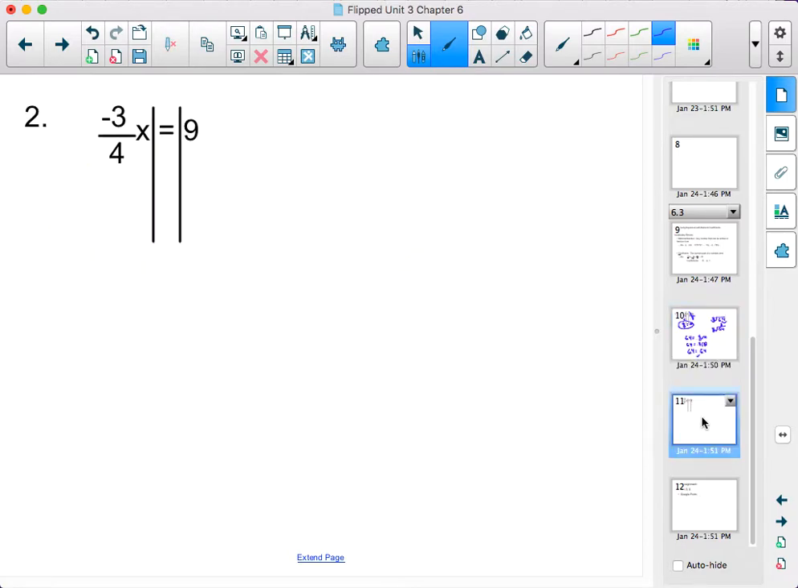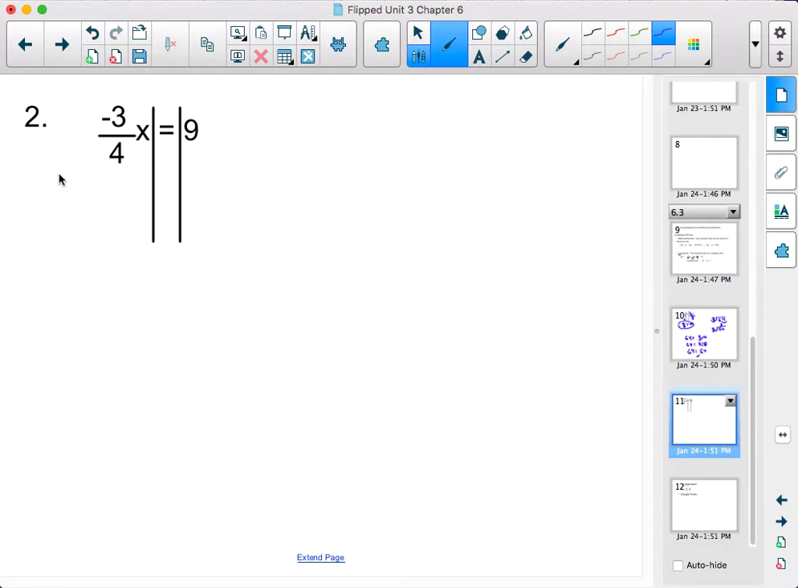Let's take a look at number 2. We are almost finished here. Number 2, now we have a fraction rational coefficient. So let's go through our same set of questions. Which side is the variable on? This time it's on the left. What's with the variable? A negative 3/4. And what operation is happening? Well, this is a number next to a variable, so I know that's multiplication.